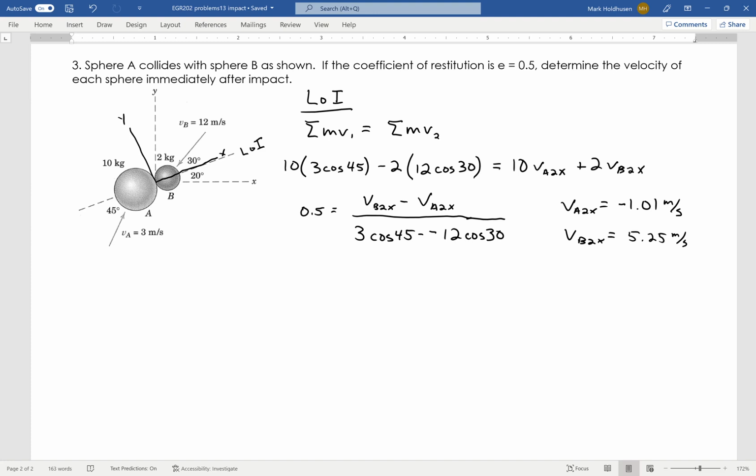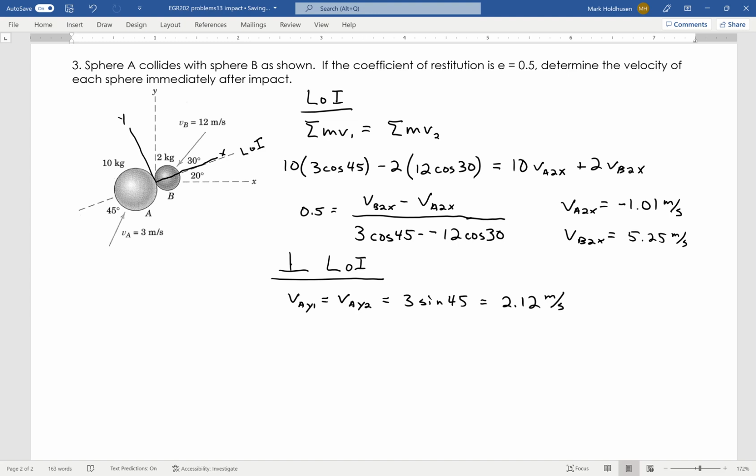I also need to figure out what's going on perpendicular to the line of impact, which is essentially my y direction. The nice thing here is there are no impulses in this direction. By definition, the line of impact is the line of the impulsive force that's happening. So what that means is my velocity just stays constant, right? So VAY1 equals VAY2 because there is no impulse, there is no force in that direction perpendicular to the line of impact. So it just becomes 3 sine 45, which then is 2.12 meters per second.